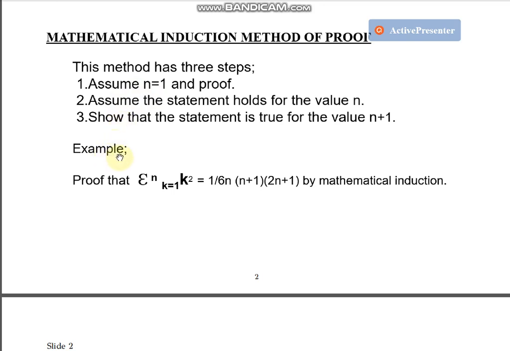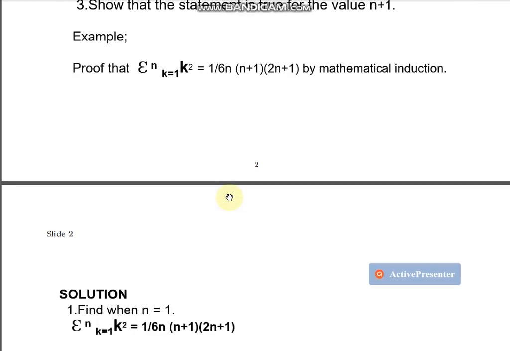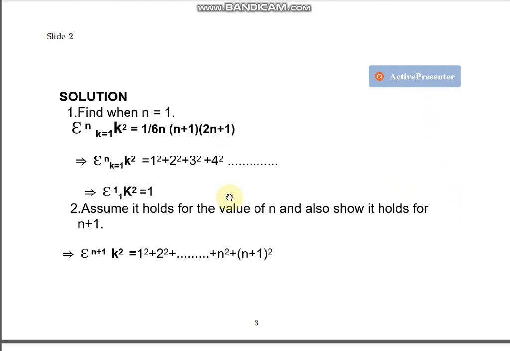I've provided an example. Prove that 1 squared plus 2 squared up to n squared equals 1 over 6 n(n plus 1)(2n plus 1) by mathematical induction. So proving this, the solution I've provided here. Solution: we have to find out if n is equal to 1. So what we are going to do is simply place 1 where there is n, we substitute it with 1.